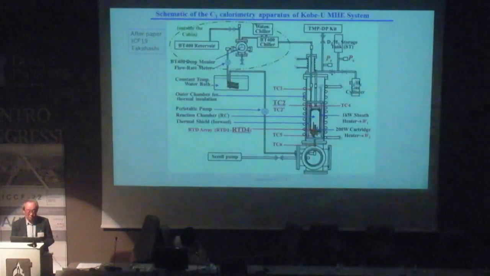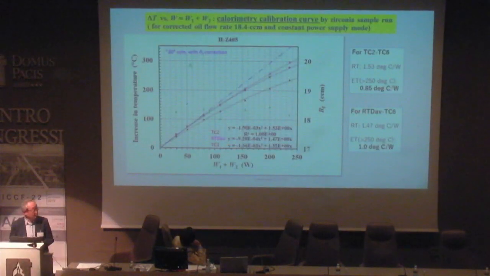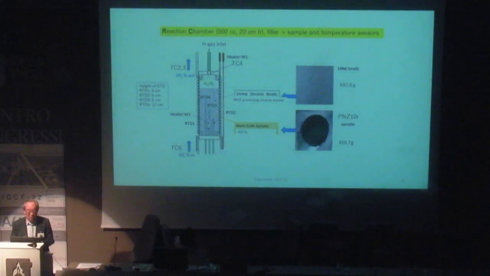Okay, this is the Kobe oil mass flow calorimetry. And this is a calibration curve we have explained already several times, so I will cut it. This is the reaction chamber. Inside we have 4 RTD temperature sensors, and also the oil inlet and outlet temperature is monitored by thermocouples. And on the upper flange center, we have a thermocouple TC4. This will make a very interesting indication I'll show soon.